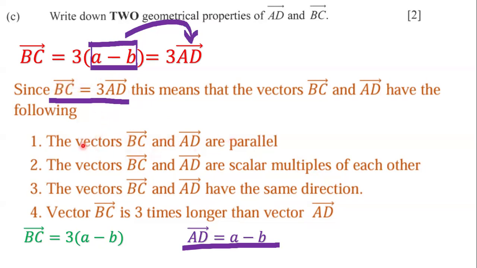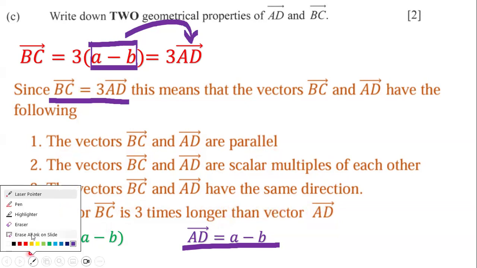So that's one property. The next property is that the vectors BC and AD are scalar multiples of each other. These two mean the same thing. If they are scalar multiples of each other, then they are parallel. So these two things are saying the same thing. And then the third one, the vectors BC and AD have the same direction, and vector BC is 3 times longer than vector AD. Now they only asked us for two geometrical properties.